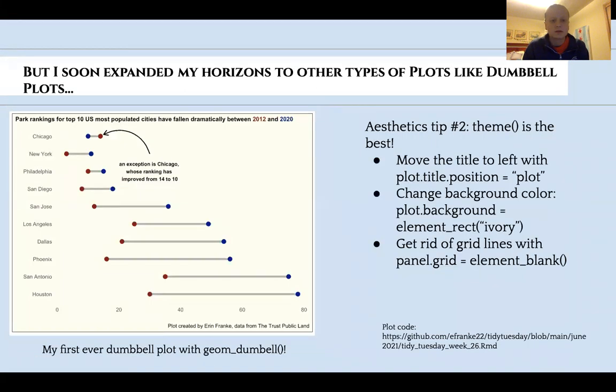So soon though, after using bar charts and line graphs, I expanded my horizons to this fun dumbbell plot. I never used dumbbell plots before, but I found them great for comparing two different years, such as this one, which compares park rankings between 2012 and 2020 for 10 different cities. A couple of aesthetics tips in this plot that I learned are that you can move the title to the left and change the background color, as well as get rid of grid lines, and these all kind of fall within the theme argument when creating plots in R.